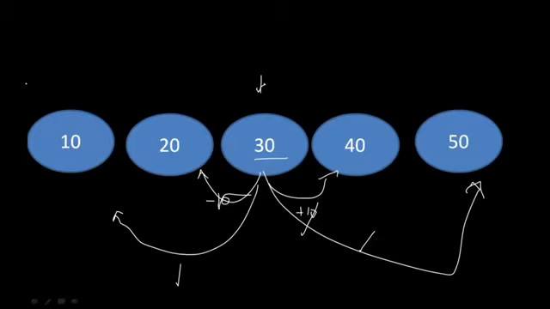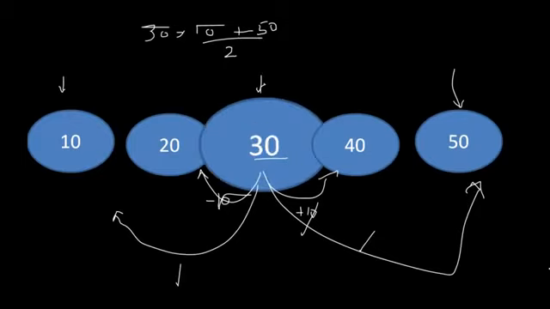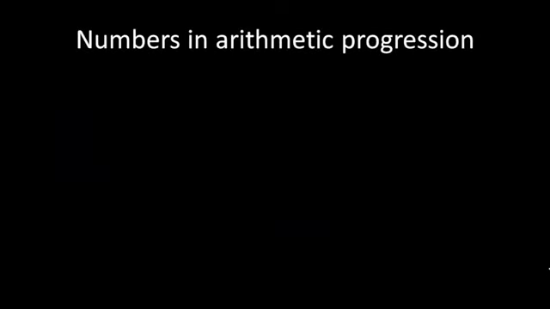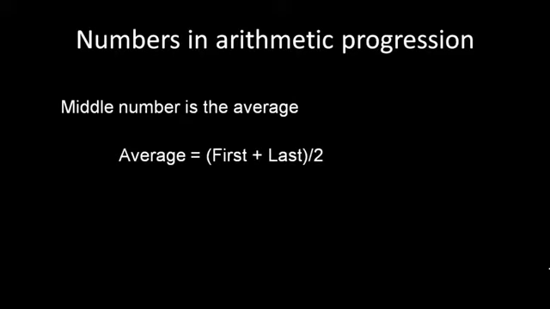Now, what is the average of these numbers if I don't want to calculate the middle number? It's the average of the first number and the last number. What is the average of these numbers? 30. Can I say 30 is equal to 10 plus 50 by 2? That will also give me the average. So from here we can conclude that the average of the numbers which are in arithmetic progression is the middle number, or it's the first number plus last number divided by 2.